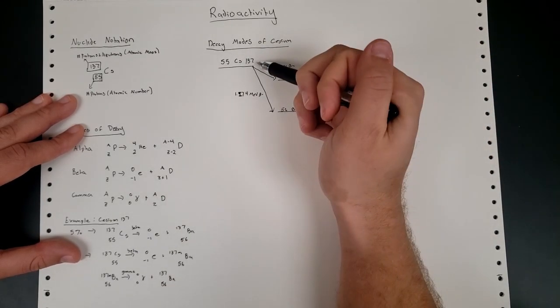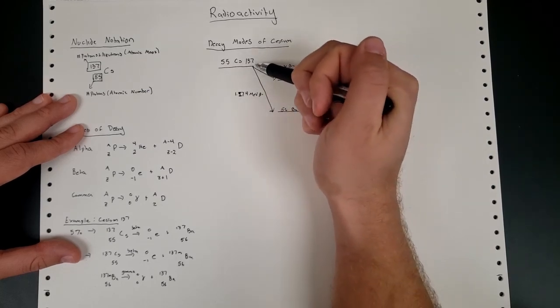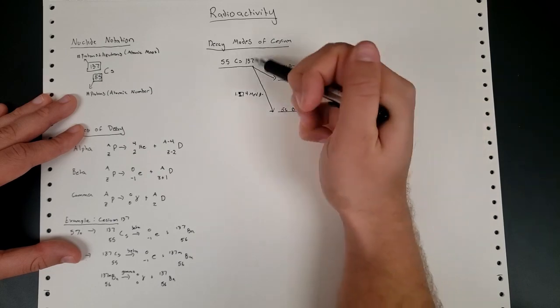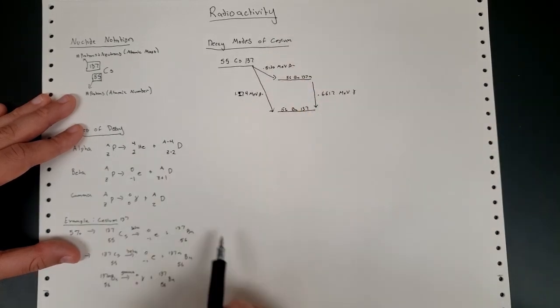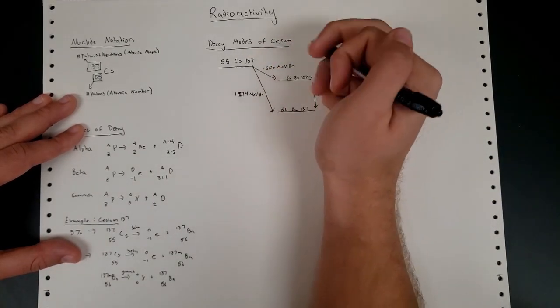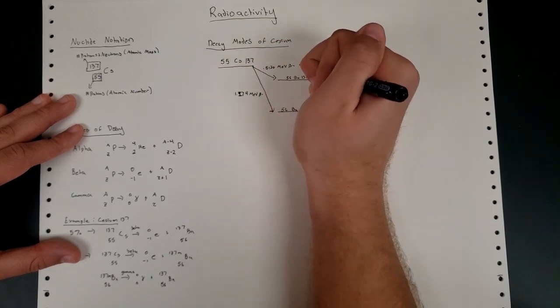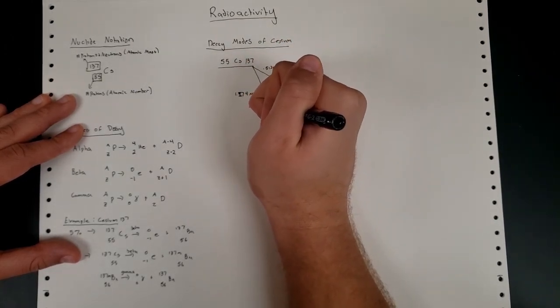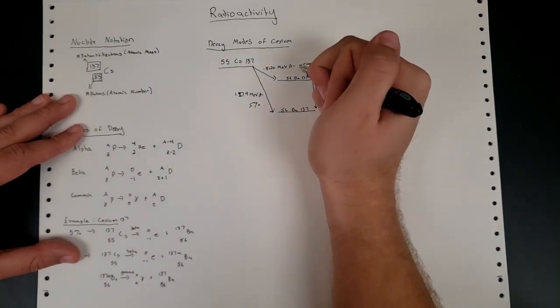Right. So in this branch it goes to barium 137M, and then it releases gamma, and then they end up at the same spot, but this one does it in a kind of roundabout way. But this actually happens 95% of the time, so this one is 95%, and then this happens only 5% of the time for this one over here.